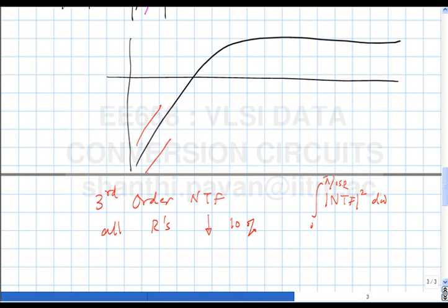No? 1 by 0.9 whole cube. Yeah, 1 by 0.9 whole cube. 1 by 0.9 is 1.11. The whole cube is about 1.3, right? Okay, if you don't like it, it's 1.35. Alright? You understand? Okay? Is that clear?